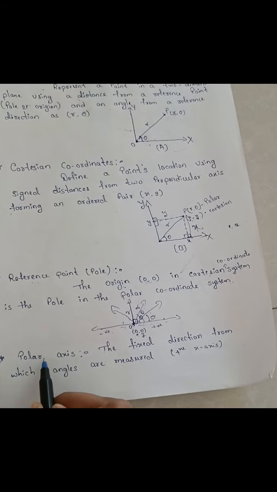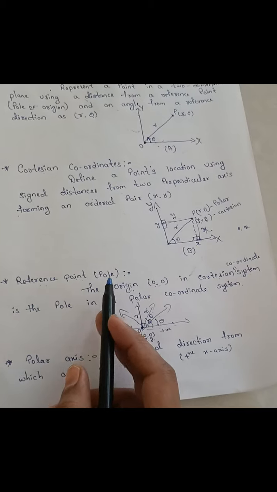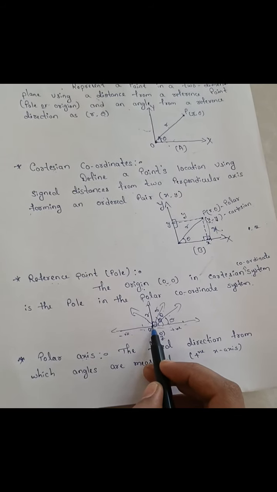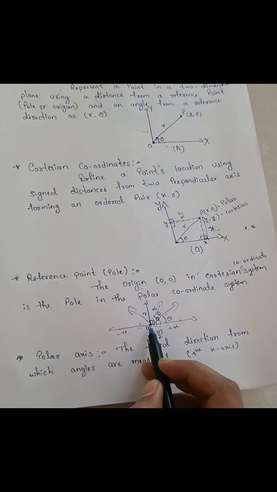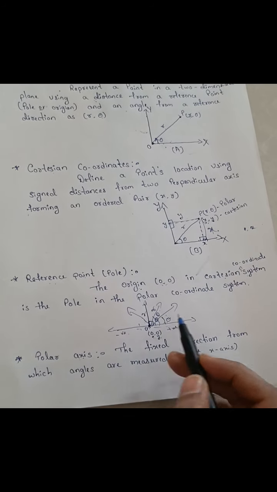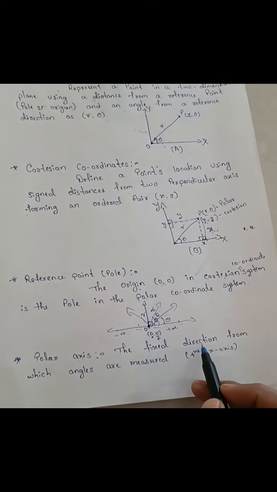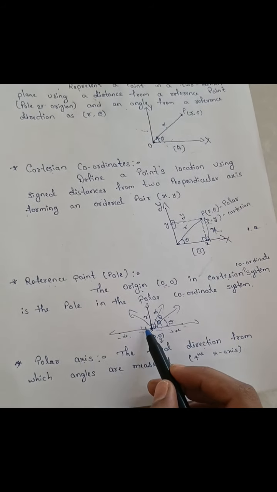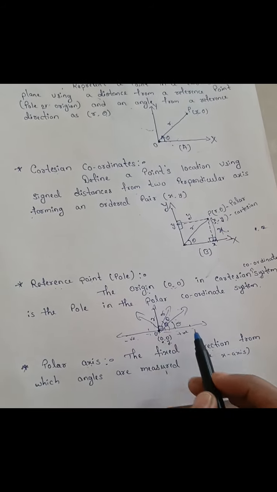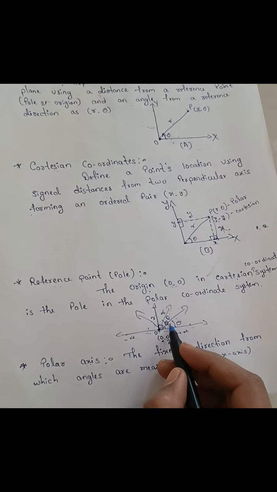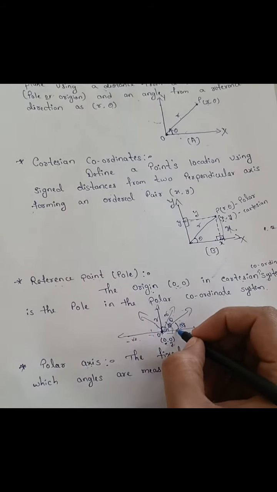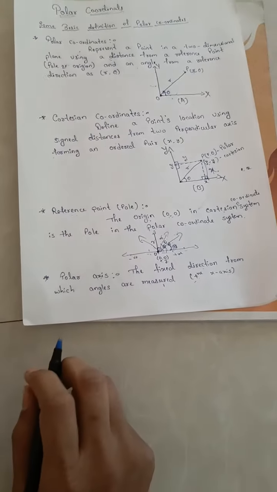Another definition is polar axis. So, pole and polar axis. Pole means this point, the reference point. And from this pole forms an axis, then it is called a polar axis. The fixed direction from which angles are measured. This is the fixed direction. The fixed direction from which angles are measured is called the polar axis.